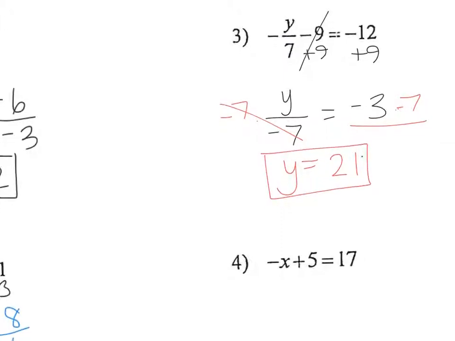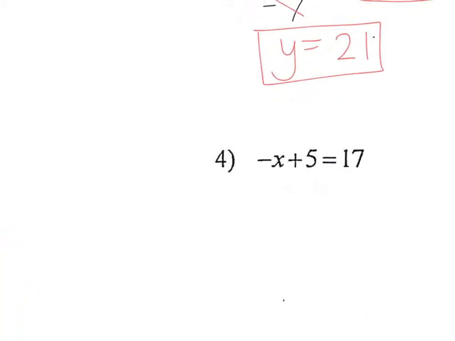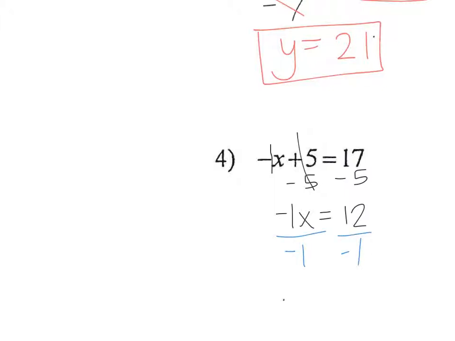And then the last one, let's put a negative 1 out front there. I need to get rid of this positive 5 first, because this is negative 1 times x, and I add or subtract first. So I subtract 5 here and here. This cancels out. So I have negative 1x equals 12. So I don't add 1 to each side to solve. I divide both sides by negative 1. So x equals negative 12 is my answer.